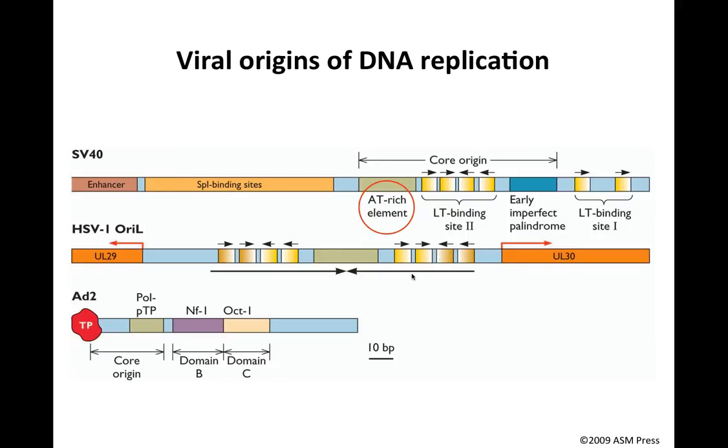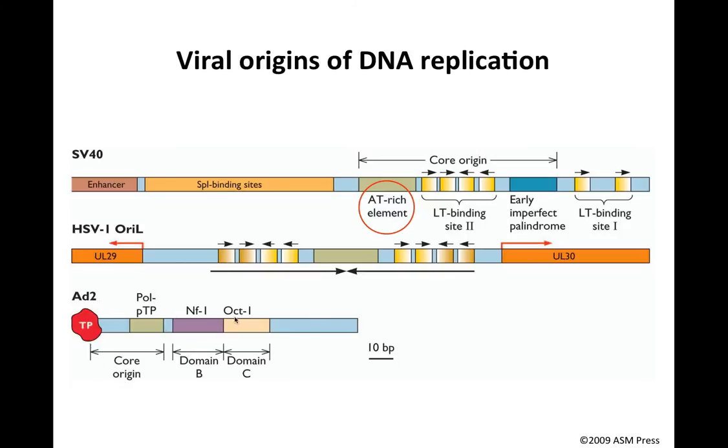And finally, these origins of replication. So here for the SV40, this is a minimal origin of replication shown by this arrow. It's called the core origin here. You can get DNA replication using just this sequence, but if you include neighboring sequences shown here in this figure, you get even more efficient initiation of DNA synthesis. So here's the core origin for SV40. Here is the origin for herpes simplex type 1, delineated by the blue boxes. And here is the core origin for adenovirus.